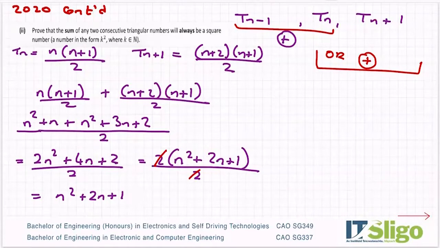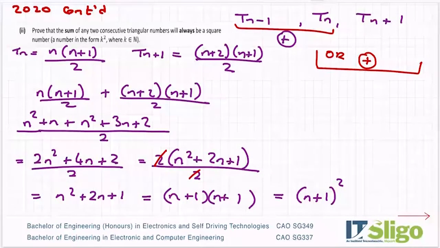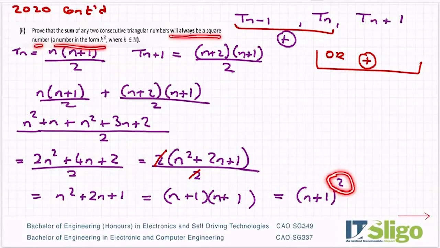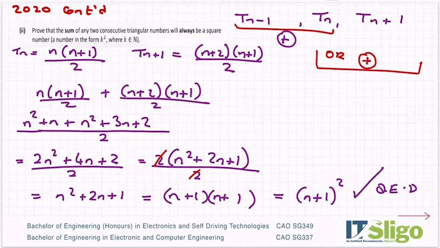Will we try factorizing it and see what happens? n and n, 1 and 1, plus and plus. So that is in fact n plus 1 squared. Prove that two consecutive numbers will always be a square number, a number in the form k squared. And I would just put a QED after that, which is just I have it proven. It is a square number.